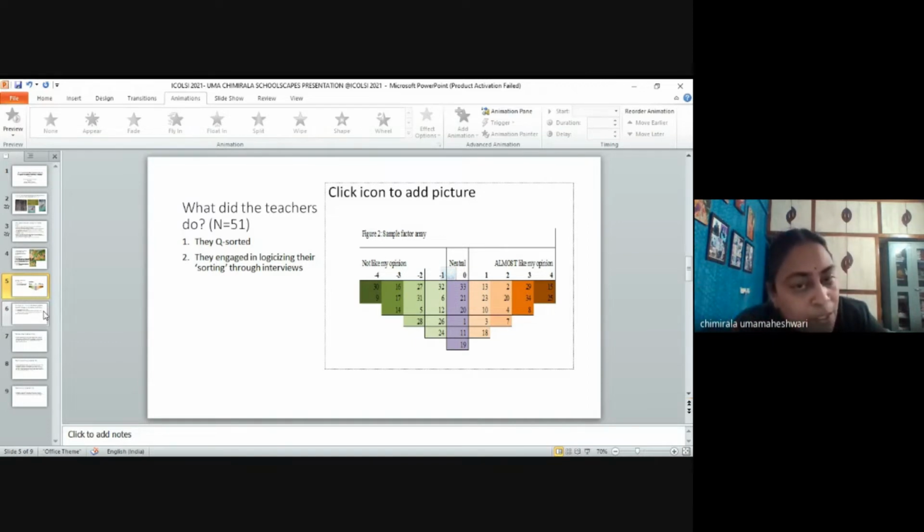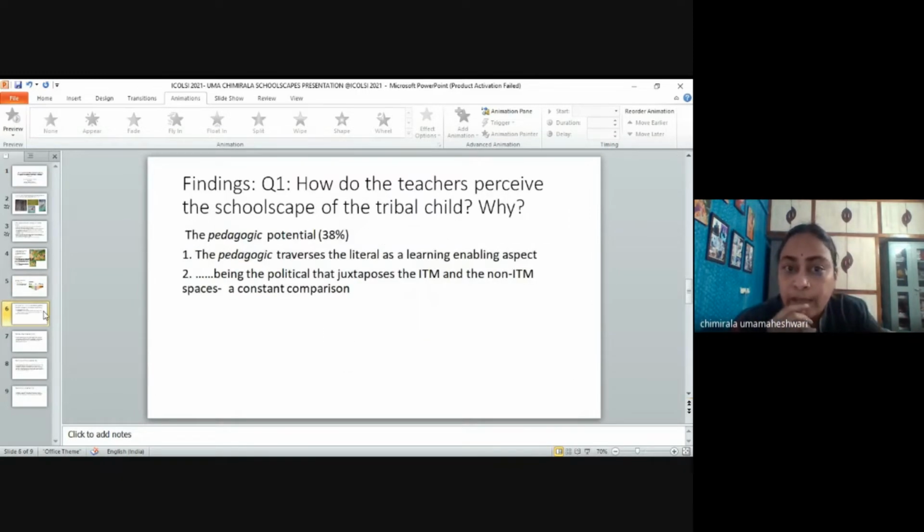Once you do a principal component analysis, you will begin to see how many teachers are coming together in a particular factor, which is what the findings of my study are. So how did teachers perceive the Schoolscape? Well, 38% of our teachers perceived the Schoolscape for its pedagogic potential. These are teachers who said, listen, we can use the Schoolscape in order to teach languages or to teach content subjects as well. For instance, we also had science teachers over there. They were saying this can become a place for practicing. This can become a place for exhibiting what they have understood.